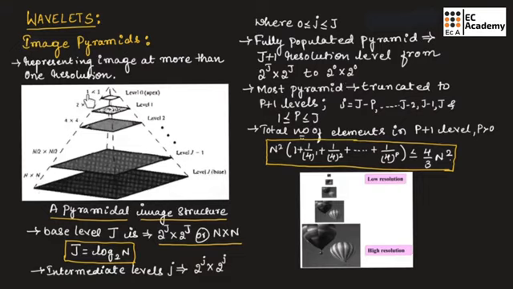As you can see, 2^0 x 2^0 is 1 x 1. 2^1 x 2^1 is 2 x 2.